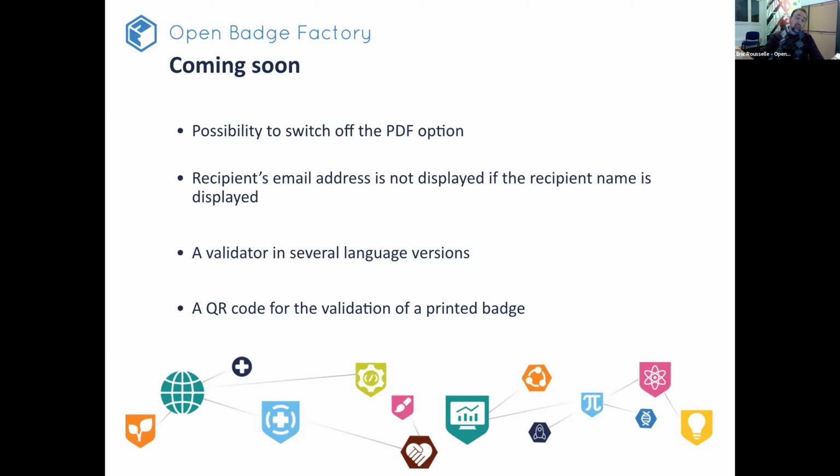The validator will be in several language versions, at least English, French, and others, perhaps Finnish, Spanish, I don't know yet, but it's not a big job to translate it. And we will add a QR code for validation of printed badges. So if you print your PDF on paper, you will have the possibility to scan the QR code and then validate the badge.